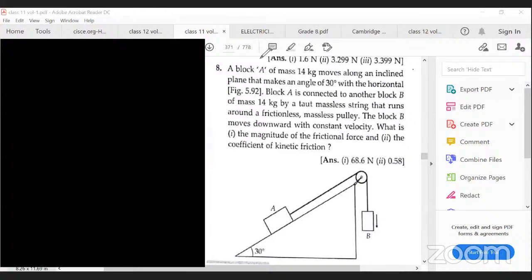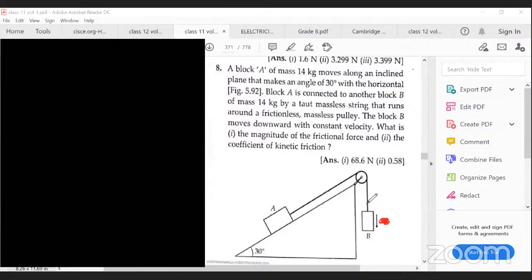Let's see. Chandrika, Joseph, Sudarshan, I'll explain it. Here in this case, they have given that B is greater, so assuming B is moving in the downward direction. Block A of mass moves along an inclined plane making an angle of 30 degrees with the horizontal. Block A is connected to another block, so block B moves downward with constant velocity. With constant velocity, the acceleration is equal to 0.